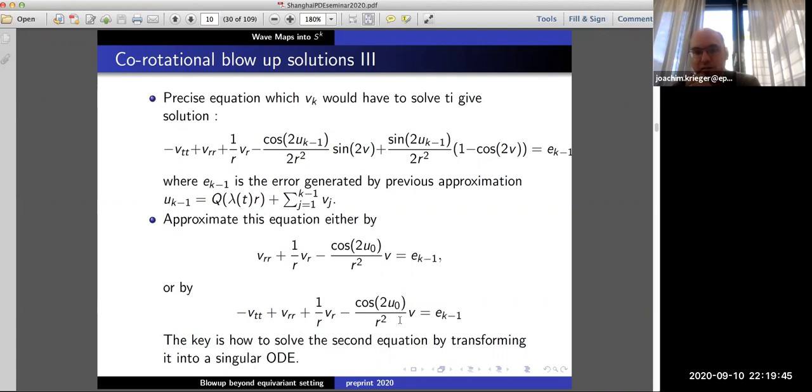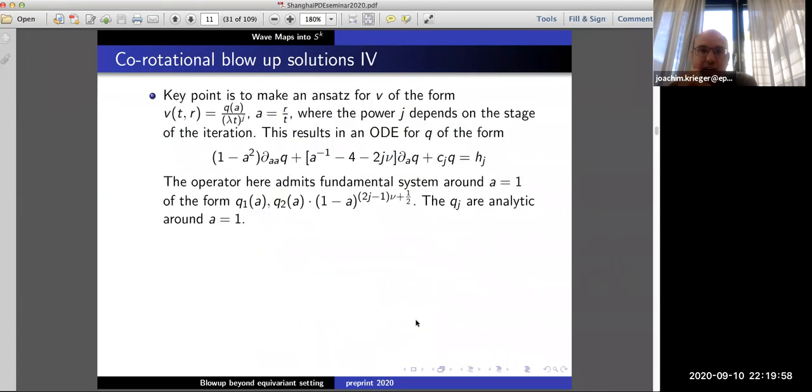So this gives you a fairly simple wave type equation, but it's still a wave equation. And so how do you solve this sort of wave equation with a potential term that's time dependent? There the key insight is that you make a suitable algebraic ansatz. So you look for a solution which is a function of this variable a, which is r divided by t, the self-similar variable, divided by a suitable power of lambda times t.